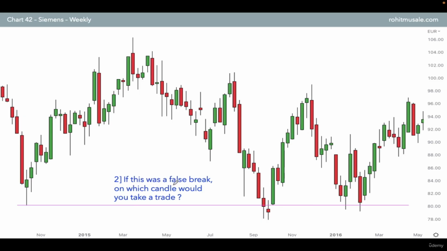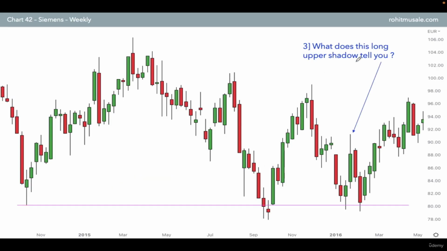If this was a false break, on which candle would you take the trade? If this was a false break, it means both of these two red candles are closing above it. They're crossing that pink line, but they're closing above that pink line. So step number 1 is the support. Step number 2 is the testing on this candle. Step number 3 is the false break on this candle, assuming both candles close above that line. And step number 4 is the final confirmation of the false break. So this is this green candle. That is where I would take the trade.